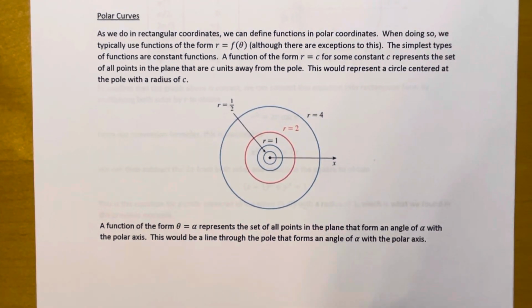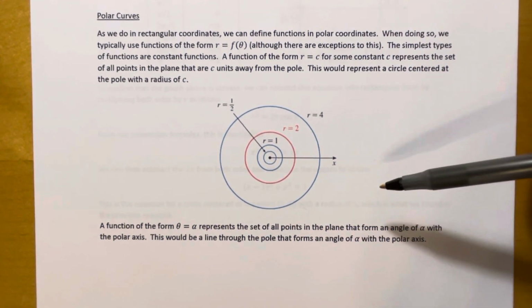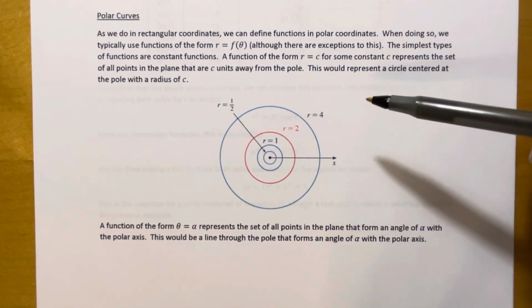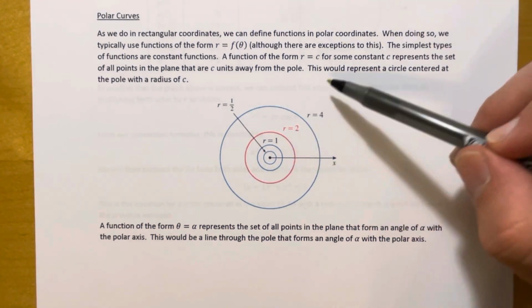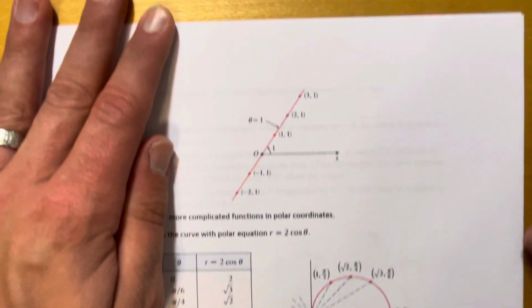So theta equals alpha, where alpha is a constant, for example. Well, that would represent the set of all points that form an angle of alpha with the polar axis. And the r is free to vary this time. So the distance from any one of those points to the origin doesn't really matter. It can be whatever distance we want it to be. But we just have to maintain that same angle.